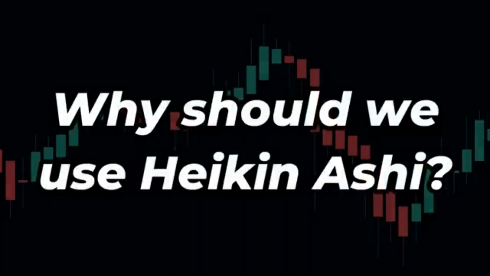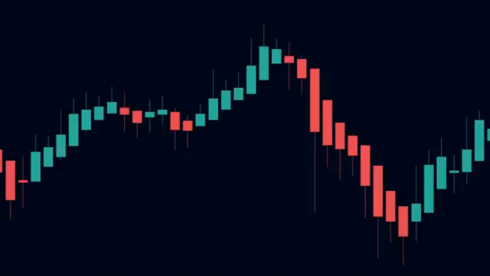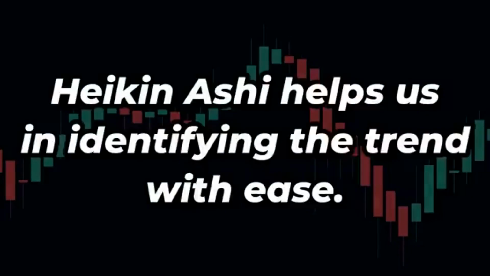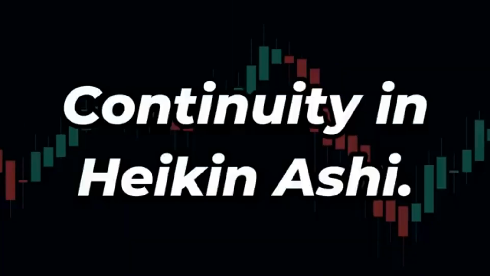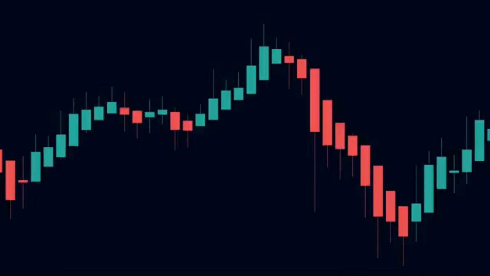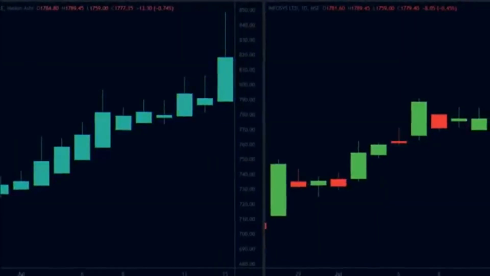So, why should we use Heiken Ashi charts instead of regular candlesticks? The biggest advantage of using Heiken Ashi charts over candlesticks is that the Heiken Ashi charts help us in identifying the trends with ease. This is possible because there is a continuity of candles in Heiken Ashi that the candlesticks charts simply cannot offer. For instance, look at this chart.